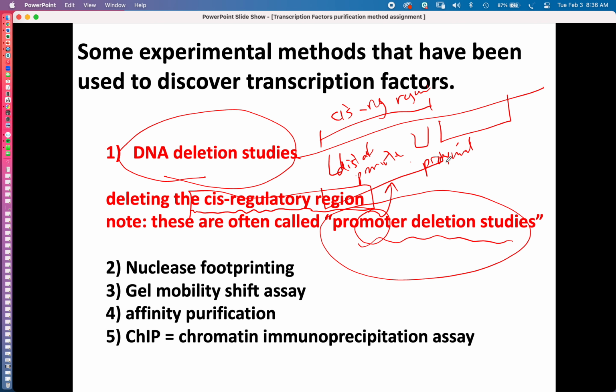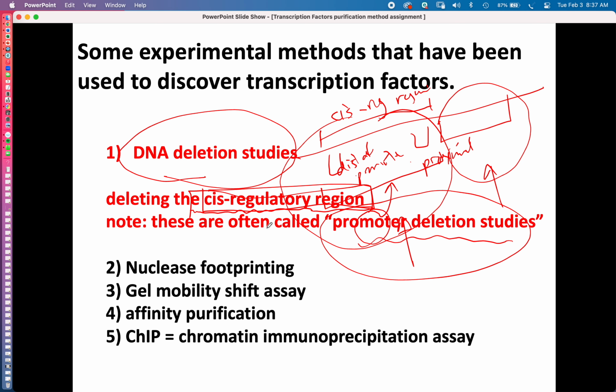I mention that also because we use very crisp and defined terms in our course, but I've mentioned before, in history and even currently, not everybody uses these terms. The story's the same, and you just need to be sensitive to that reality. So we might see them called promoter deletion studies, and we're going to call them cis regulatory region deletion studies.